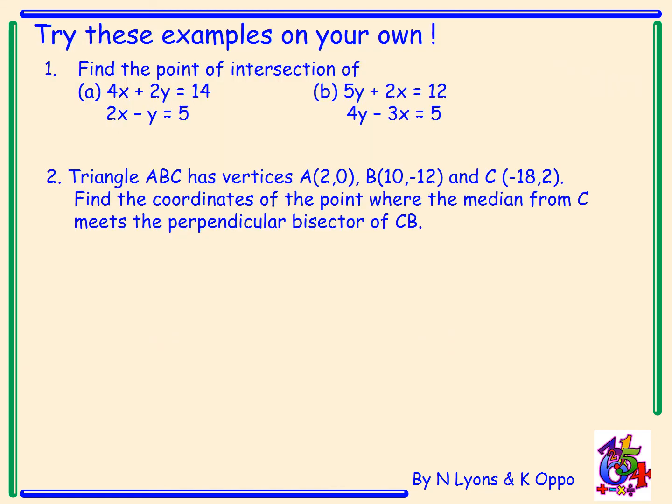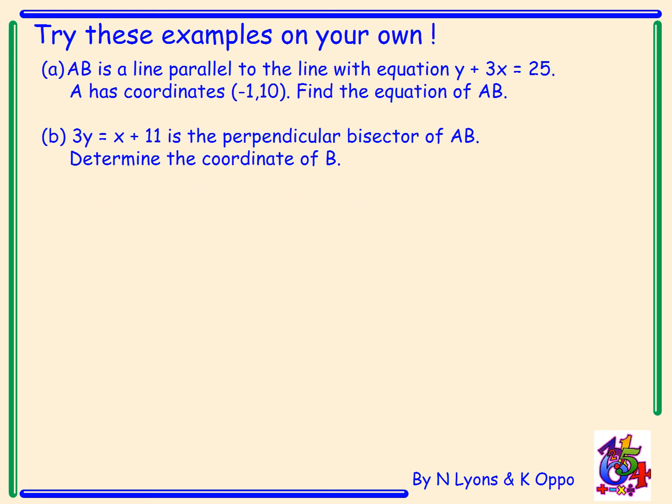Now pause the video and try these examples on your own in your classwork jotter. The answers. Question 1. A, point of intersection was 3, 1, and B, point of intersection is 1, 2. For question 2, we had to find the coordinates of the point where the median from C meets the perpendicular bisector of CB. Final answer was -3, -3. Now try these further 2 examples on your own. Please pause the video here.